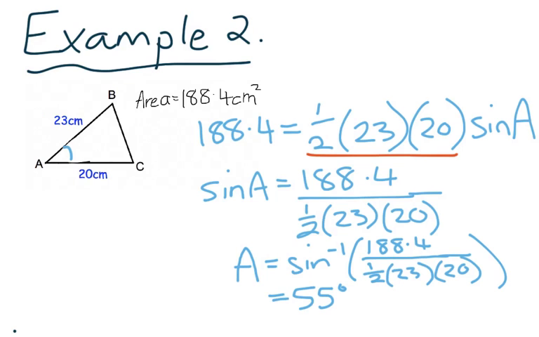Now, even though this is non-right angled trigonometry, your calculators still need to be set in degrees, not in radians or gradians. So that's using the area equals half AB sine C.